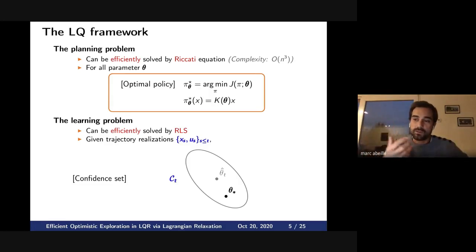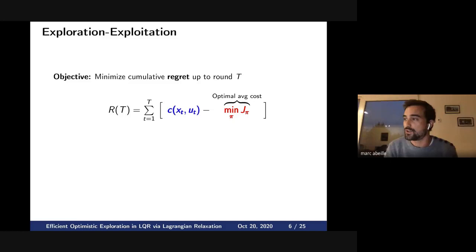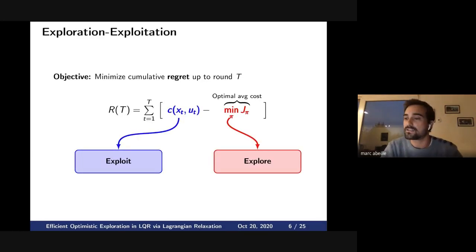So here, we see that in this setting, we can efficiently compute an optimal policy given a parameterization for the system, and we can leverage the realization of the trajectory to learn the true dynamics. So we are now ready to look at the reinforcement learning problem. Despite the environment being unknown a priori to the agent, the objective is to input a sequence of controls that minimizes the regret, so that the costs that we suffer over the trajectory are as close as possible to the optimal average cost that we would incur following the best policy pi star. And as is well known, the main challenge in designing such a strategy is to properly balance between exploration and exploitation.